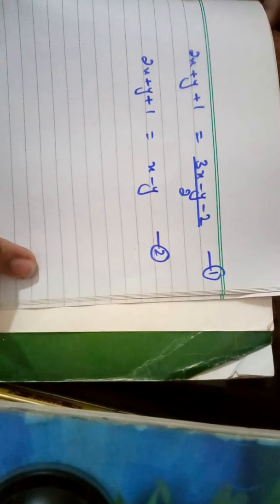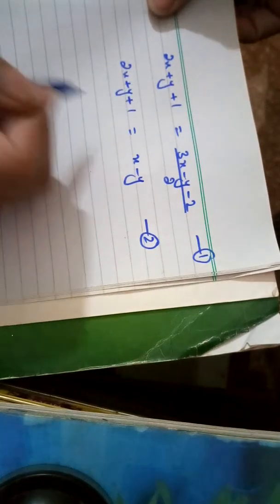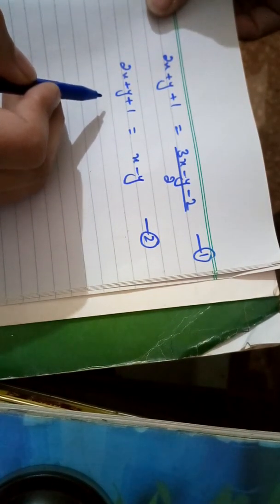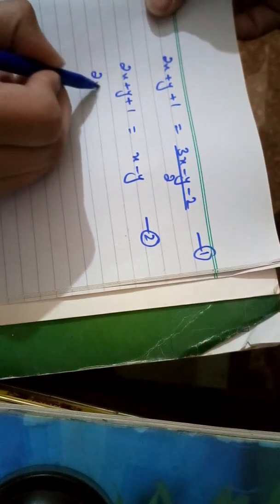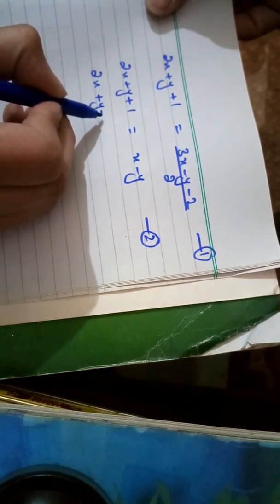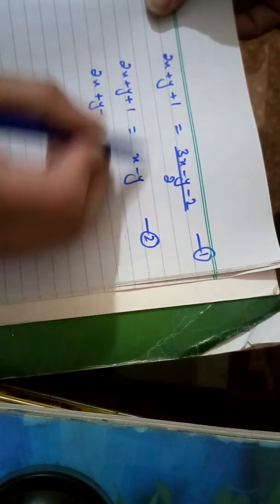2x plus 5 plus 1 is equal to 3x minus y minus 2 divided by 2. First equation. Now, take other two sides. 2x plus y plus 1 is equal to the second side, x minus y. Second equation. You can take any two sides, because all the four sides are equal. So, we'll take any two sides. You can try it. Okay. Solve it.